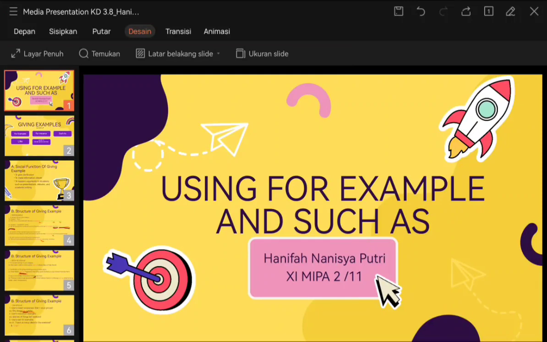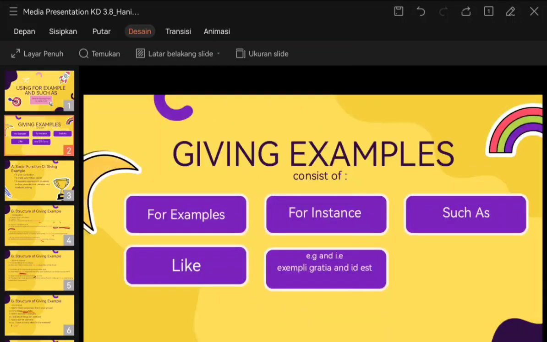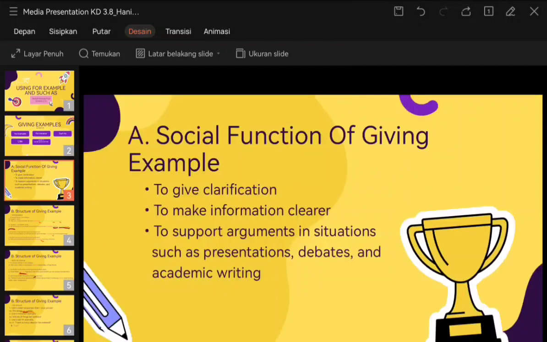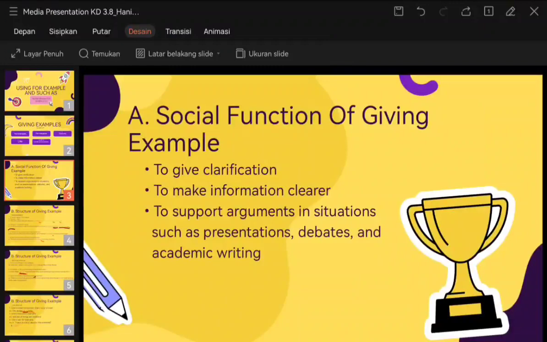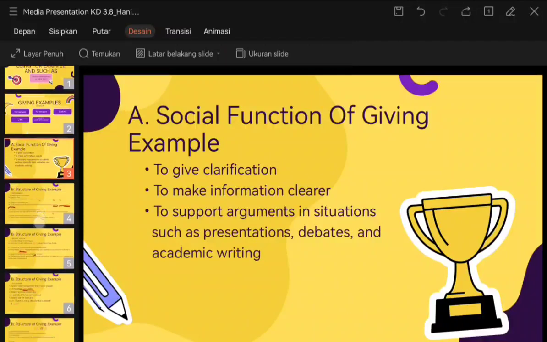Now I want to present about using "for example" and "such as." Giving example consists of for example, for instance, such as, like, e.g., and i.e. The social functions of giving example are: one, to give clarification; two, to make information clear; three, to support argument in situations such as presentations, debates, and academic writing.